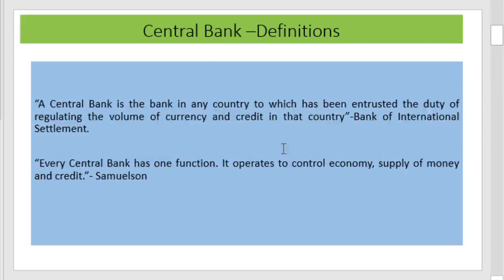The Bank for International Settlements defined it as the institution entrusted with the duty of regulating the volume of currency and credit in the country. And Samuelson defined the central bank as operating to control the economy by controlling the supply of money and credit. These are some of the important definitions of the central bank.